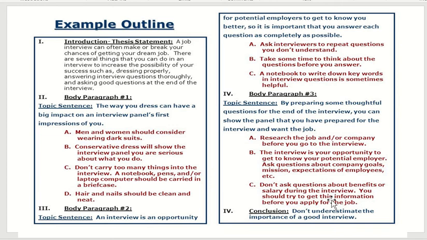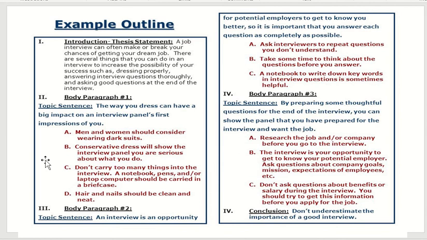This is an example of an outline for your essay. We have the introduction paragraph over here, and we also include a thesis statement in the introductory paragraph. Usually, the thesis statement is the last sentence of your introductory paragraph. And then we have the first body content, second body content, and the third body content. The last paragraph is the conclusion.